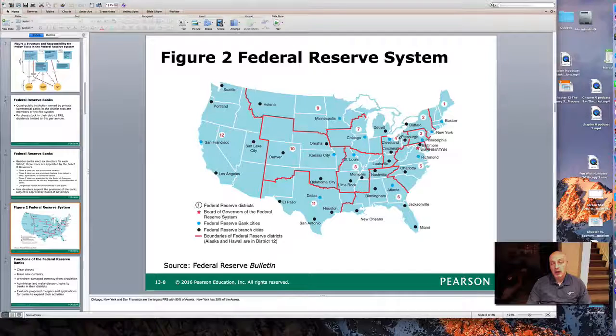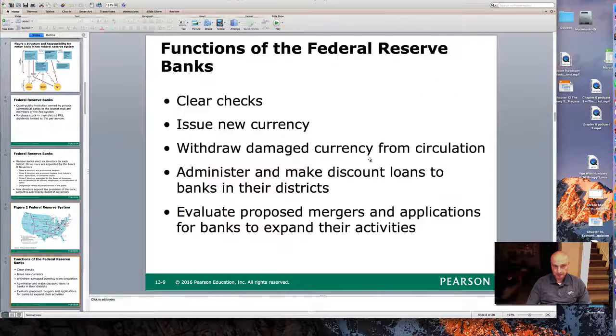If we were to combine Chicago, San Francisco, and New York, they would control approximately 50% of all the assets. So again, New York is the most powerful Federal Reserve Bank in terms of the assets that it has. And then if we were to include Chicago and San Francisco, that would make up 50% of the assets. So 3 banks out of the 12 control 50% of the assets in the Federal Reserve System.